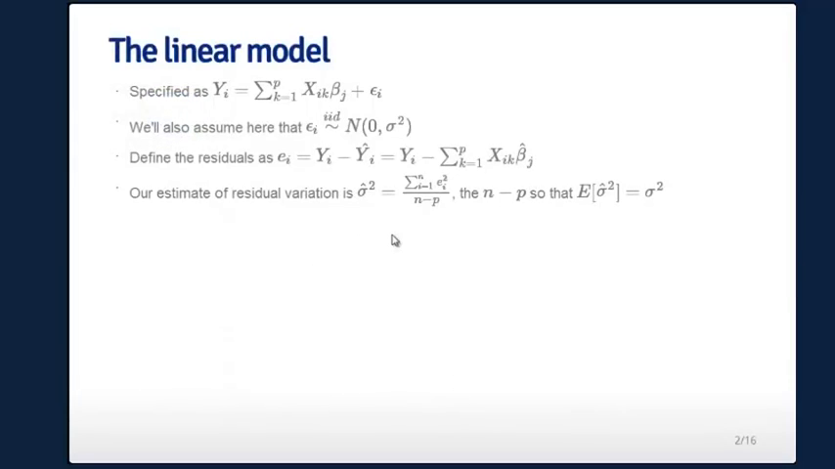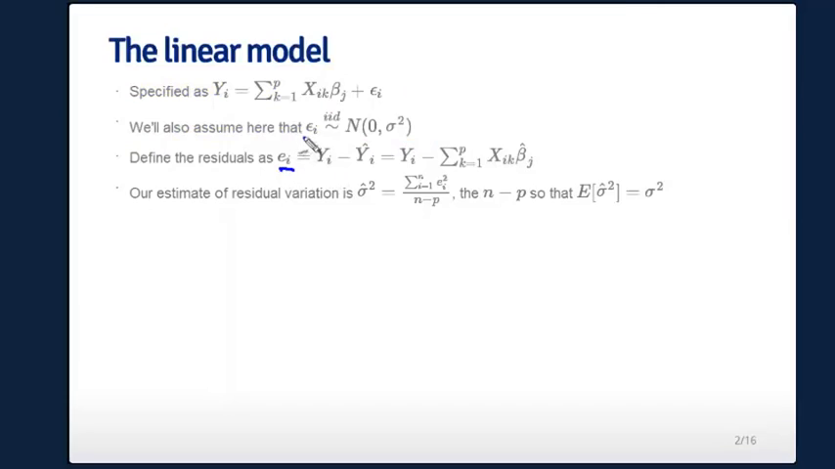Okay, so just to remind ourselves of some notation, we specify the linear model this way, as the sum of a bunch of linear effects from the covariates multiplied times the parameters. As we need here, we're going to assume that the errors are IID normal 0, sigma squared, and then we define the residuals as we did before.